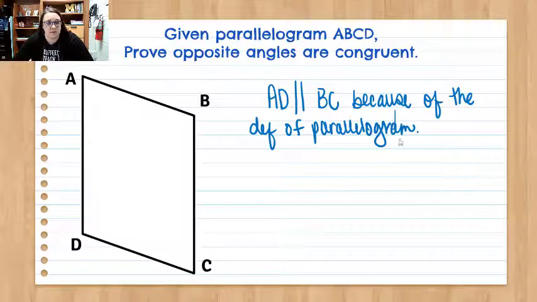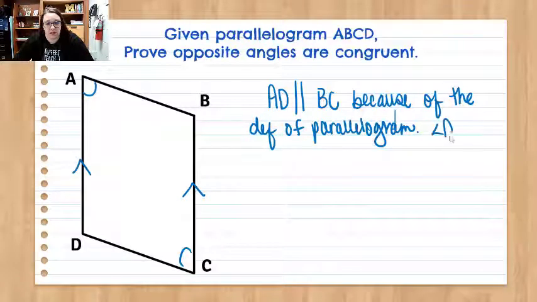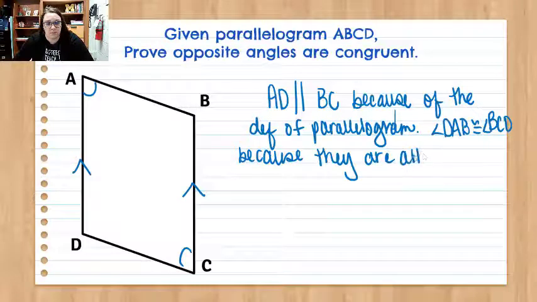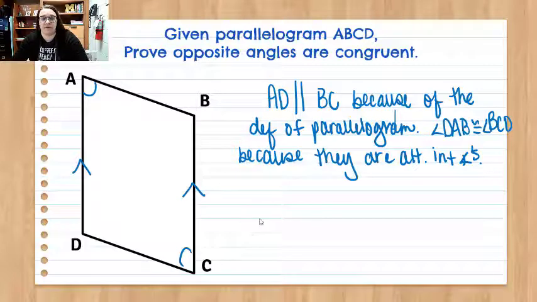All right, so there's my first bit. And now that I've shown that it's a parallelogram and those sides are parallel, I'm going to mark what I've shown so far. I can now tell that these alternate interior angles are congruent. So I can say angle DAB is congruent to angle BCD because they are alternate interior angles. All right, so we've got our first set of opposite angles congruent.